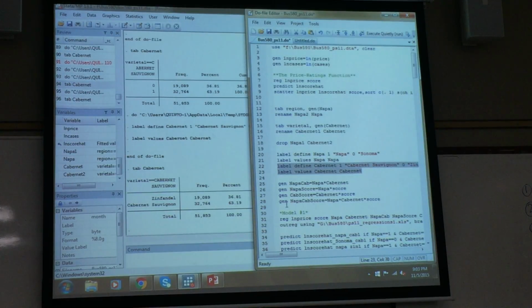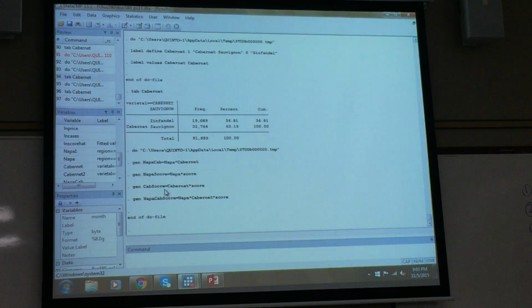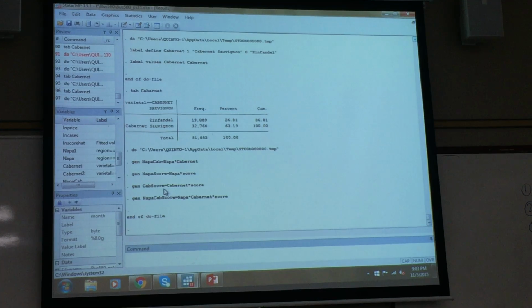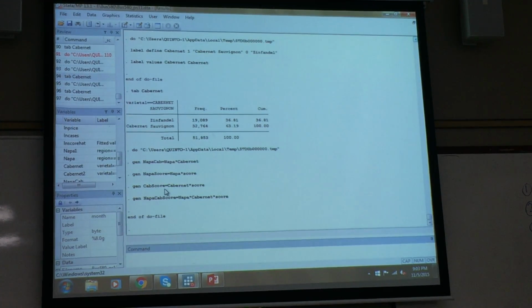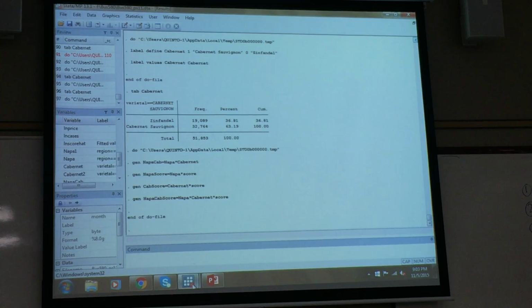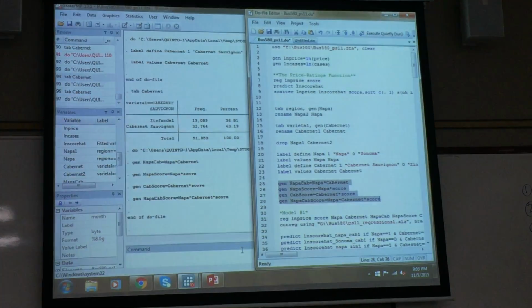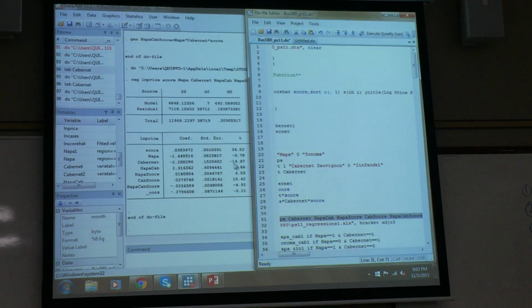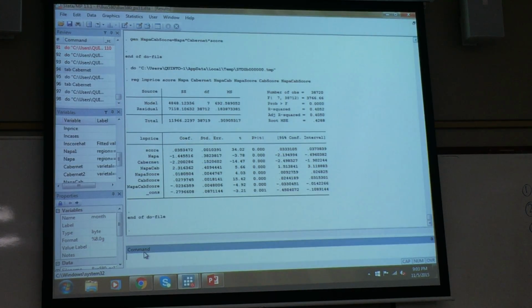All right, let's start with that simple model. Here's all our interactions: Napa times cab, Napa times score, cab times score, Napa times cab times score. That's the model we were looking at. You run the regression. Right, so here's our results. And then we do the housekeeping.